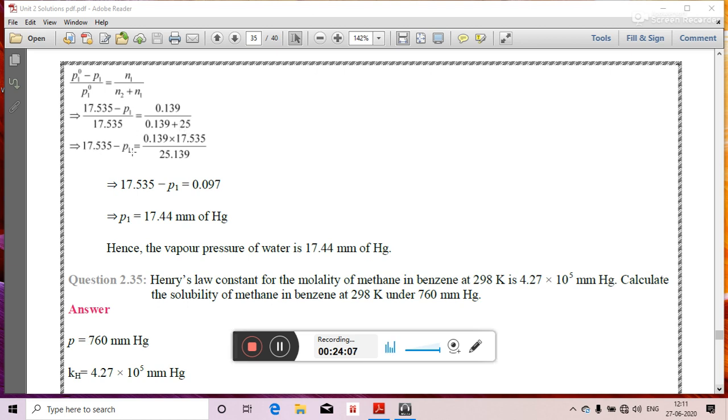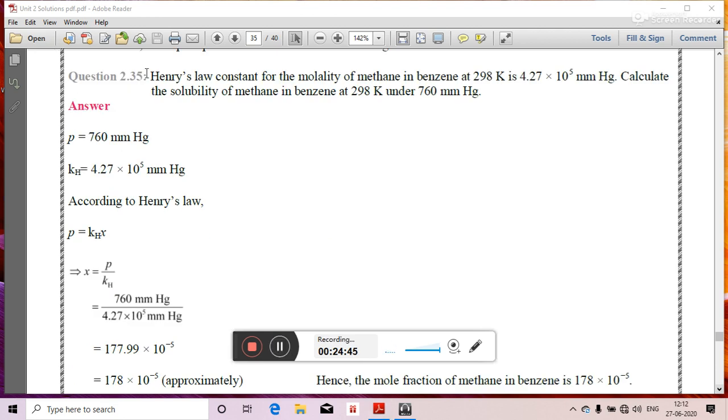So 17.535 minus P1 equal to 0.139 multiplied by 17.535, okay, this is taken in the multiplication on the other side, divided by the sum of 0.139 plus 25, that is 25.139. So 17.535 minus P1 equal to, the answer of the RHS side is 0.097. So P1 equal to 17.44 millimeter of mercury. Hence the vapor pressure of water is 17.44 millimeter of mercury. Now question number 35.